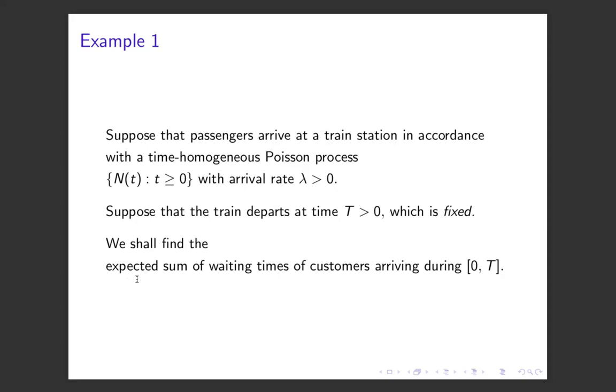So, expected sum of waiting times of customers. A typical customer, if he comes at, let us say, time s, will have to wait for t minus s units of time. So what is the average waiting time for all the people who might be coming during this interval 0 to t?